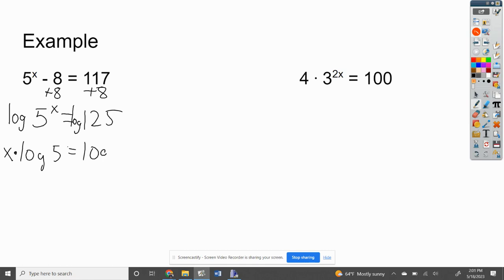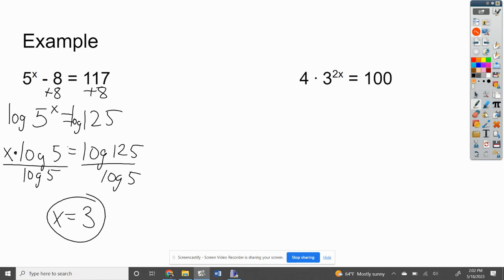And on this side, I just have log of 125, which I do not know the value of right now, but I can find it. It's just a number. Then I divide both sides by log of 5, and we've got our answer over here. We just need to use the calculator to find it. Log of 125 divided by log of 5, if I did it in the calculator, would give me the number 3. And so that would be my solution.